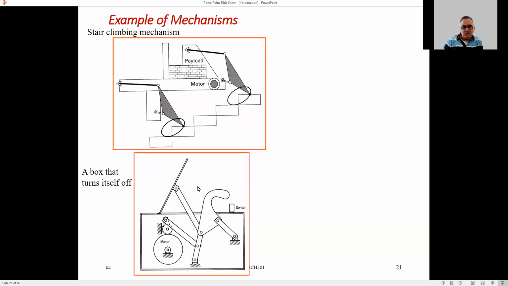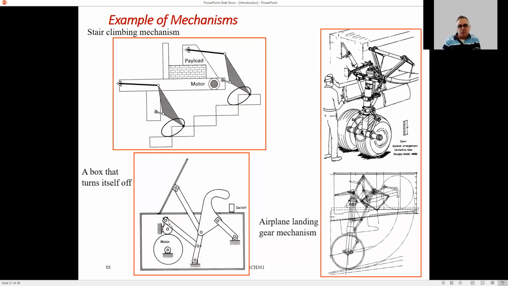When you press the switch by hand, the mechanism makes a motion and then presses that switch and closes itself off. So it's a machine that automatically turns itself off. It is just meant to be a joke, actually, but it's interesting. This is a mechanism used for airplane landing.